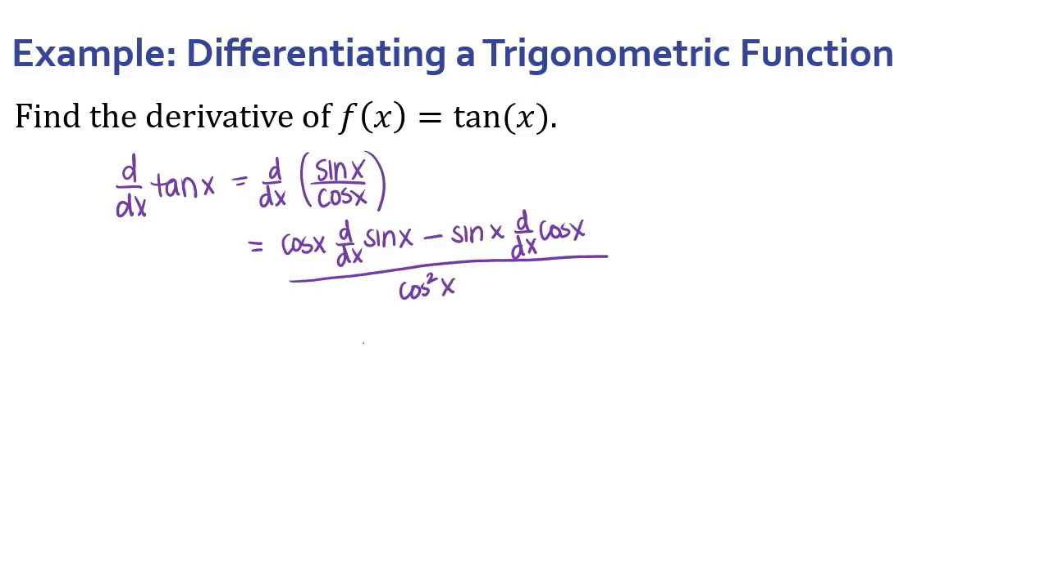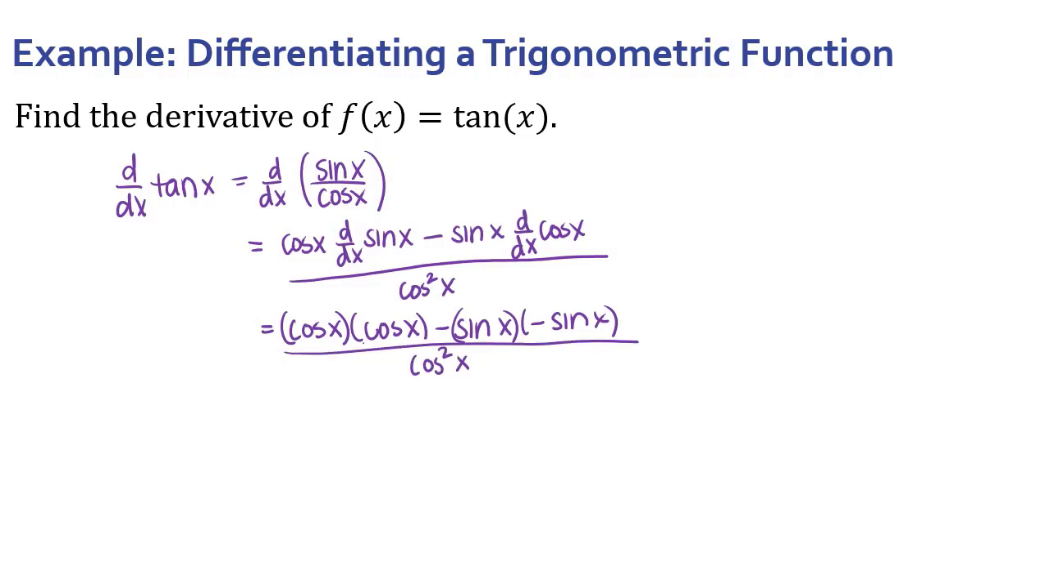So the denominator squared. Okay, so this gives us cosine of x, the derivative of sine of x is cosine of x, minus sine of x, the derivative of cosine of x is negative sine of x. And then again, that's all over cosine squared of x. So this becomes cosine squared x plus, because minus times a negative turns that into a positive, so plus sine squared x, all over cosine squared x.